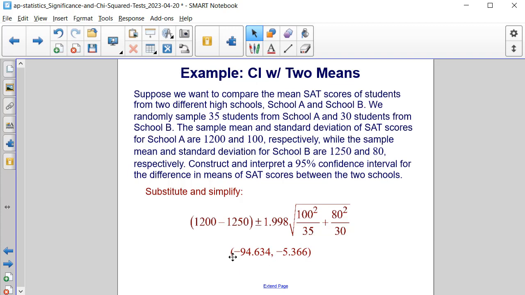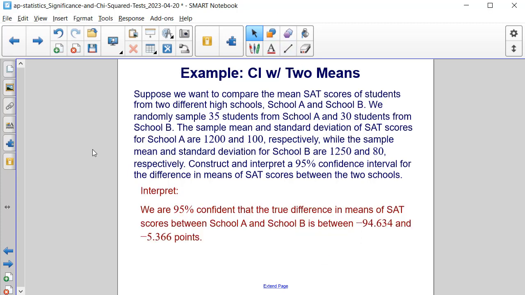So that makes our 95% confidence interval for the difference in means of the SAT scores between the two schools to be from negative 94.634 to negative 5.366. And now we can interpret our results. We are 95% confident that the true difference in means of SAT scores between school A and school B is between negative 94.634 and negative 5.366 points.